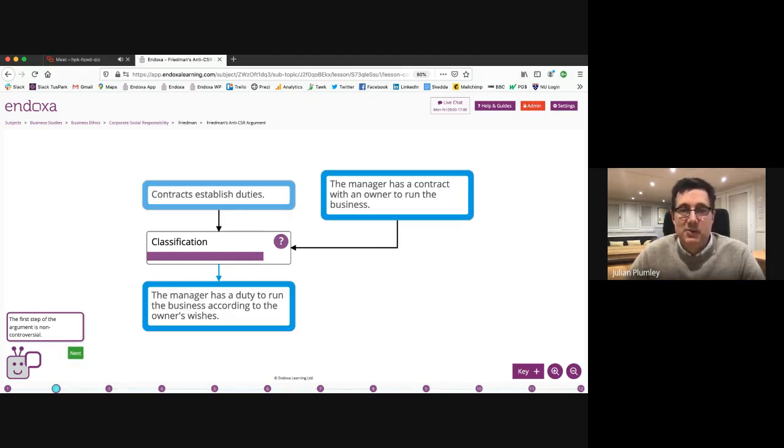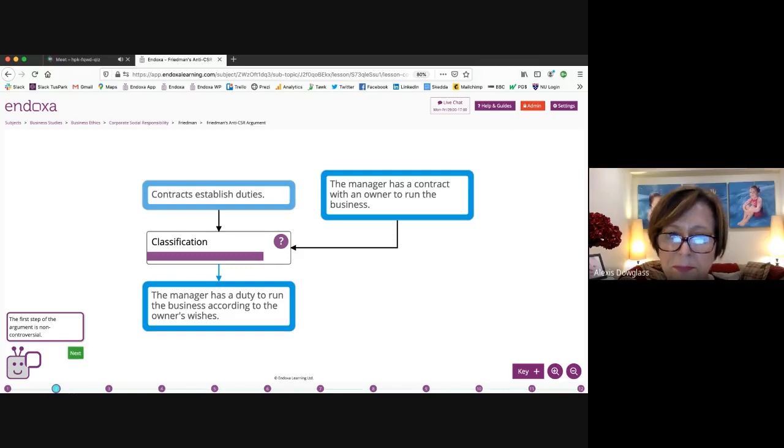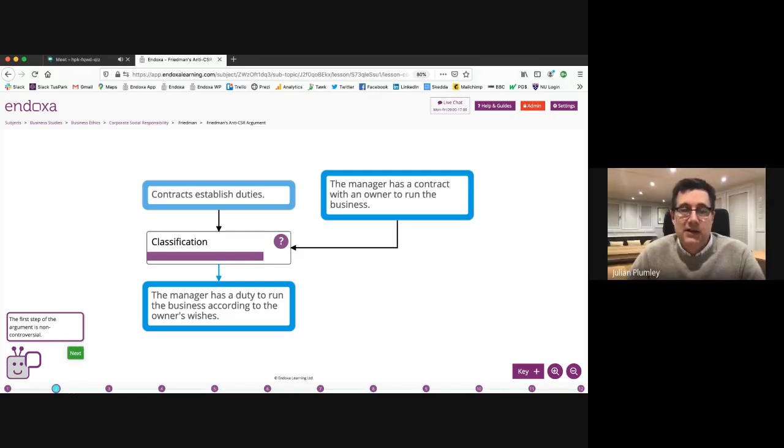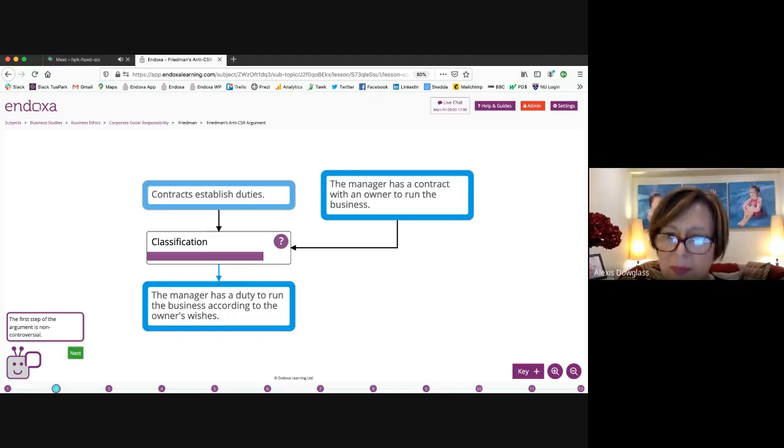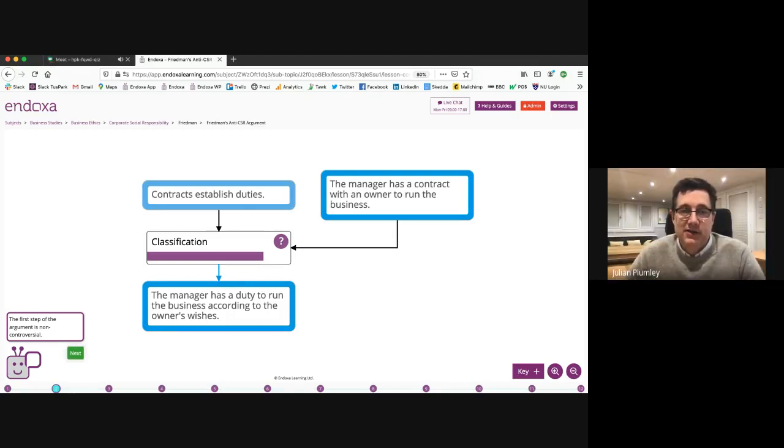And each step of the argument, this is one step, moves from statements that are its premises to its conclusion. So in this case, this is not a very controversial step. It just says contracts establish duties. A manager of a business has a contract with an owner to run the business. So therefore, the manager has a duty to run the business according to the owner's wishes. This is kind of obvious, but it's where Friedman begins.